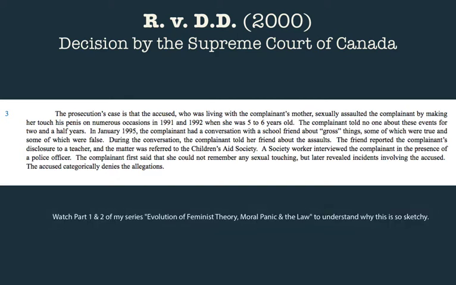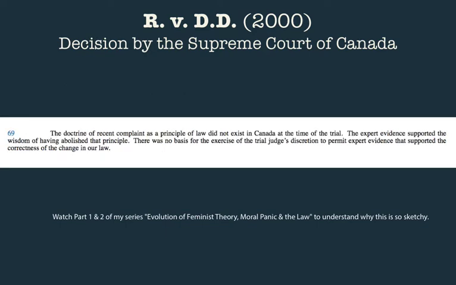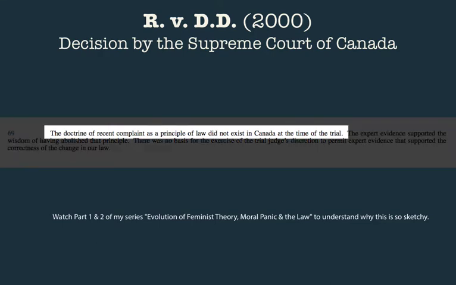A society worker interviewed the complainant in the presence of a police officer. The complainant first said that she could not remember any sexual touching, but then later revealed incidents involving the accused. The accused categorically denies the allegations. Now, at the time of this trial, there was no doctrine of recent complaint as a principle of law until 2000 with R versus DD.